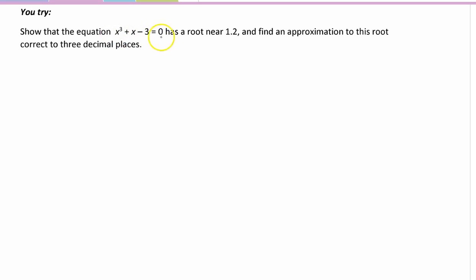What does this mean? This is not written in our normal function notation format. It says show that the equation is equal to 0. Well, what this actually means is, if I graphed that cubic, where would that graph equal 0, or where would y be 0? We know that the x-axis is y equals 0. So if I want to know where this function, x cubed plus x minus 3, is equal to 0, where do these two coincide?